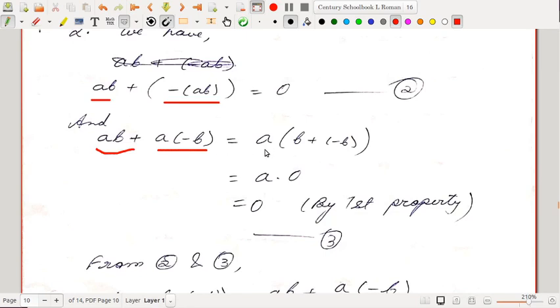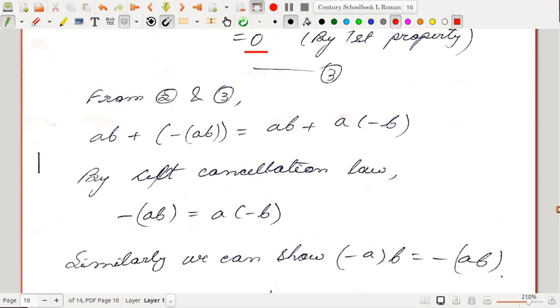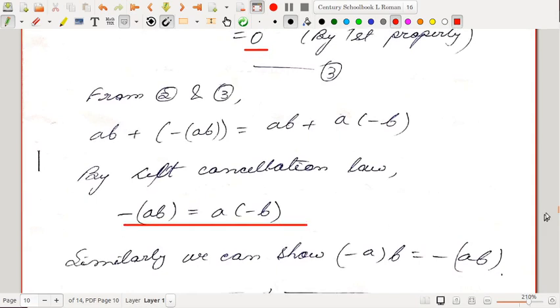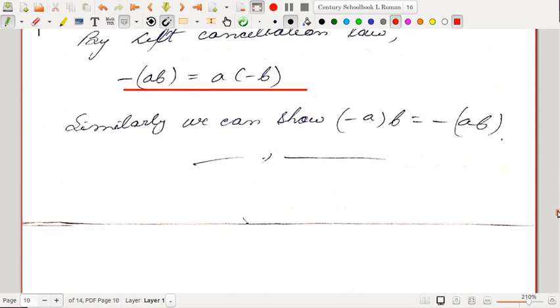So that by distributive property we can write a into b plus minus b. So that is a into 0, but by the first property we can write this is 0. Okay, and now we compare this 2 and 3. This is also 0, this is also 0. That means these two elements are equal. So ab plus minus ab equal to ab plus a into minus b. Then again by left cancellation law, minus of ab is same as a into minus b. Okay, similarly we can show minus a into b equal to minus of ab.